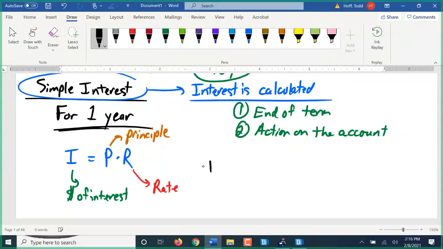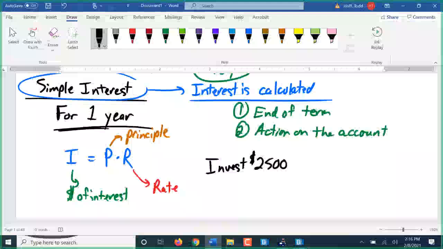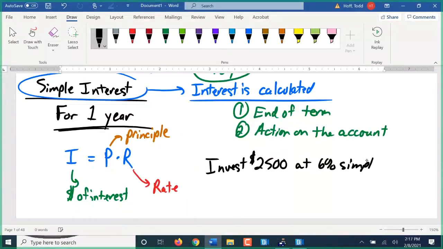So let's say we invest principal. What's the principal? Like, what is that number? I have to give that to you in the problem. But it's the start. It's the number that you put into the account. Or if you're making a loan, it's the amount you borrow. Let's say you invest $2,500. The percents are pretty simple. 6% simple interest for 1 year.